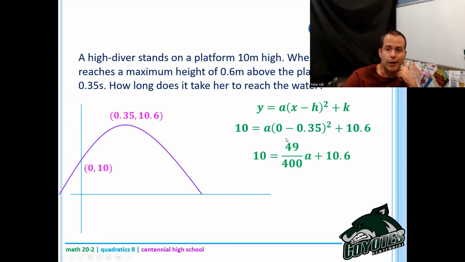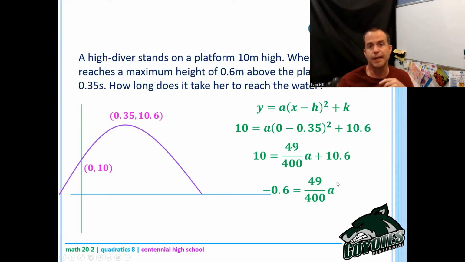Okay, so now I'm looking at 10 equals 49 over 400 a plus 10.6. Now I'm trying to get a by itself, right? So I'm going to have to subtract 10.6 from both sides. That's going to give me negative 0.6 on the left with 49 over 400 a on the right. Now, I have to get rid of a division of 400, right? So I'll multiply both sides by 400, and then I'll have to get rid of a multiplication of 49. So I'll divide both sides by 49.